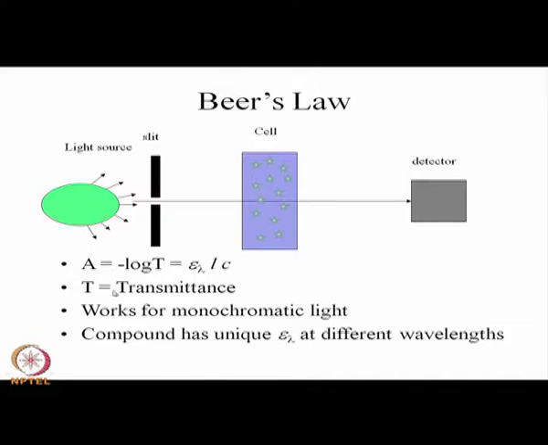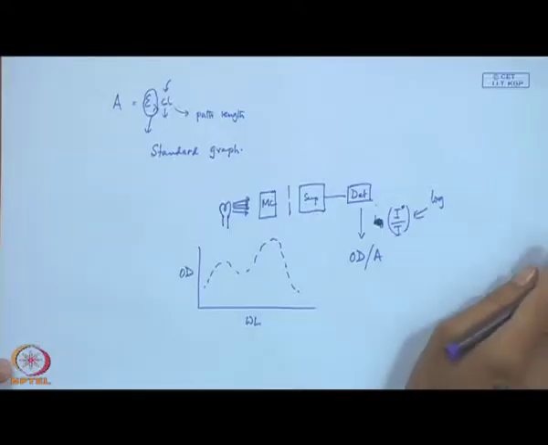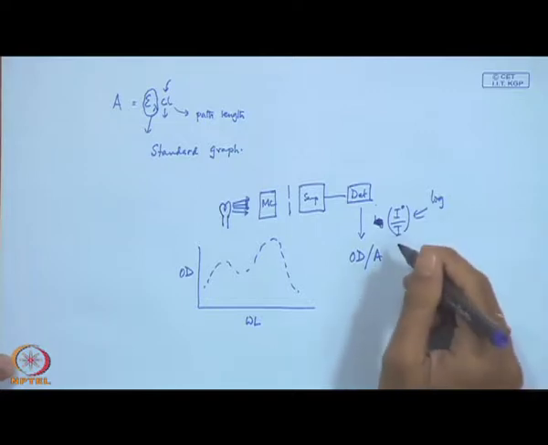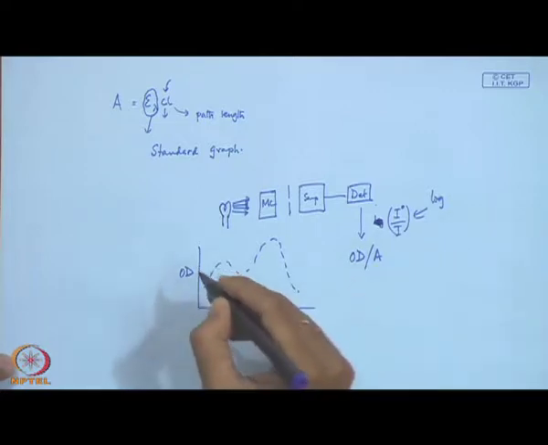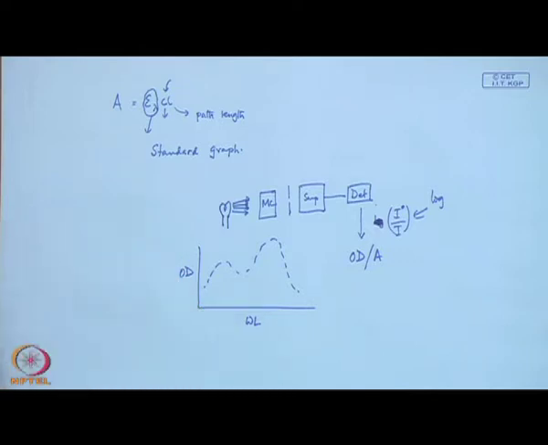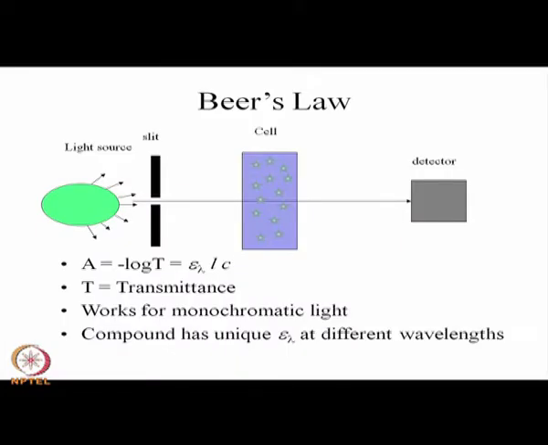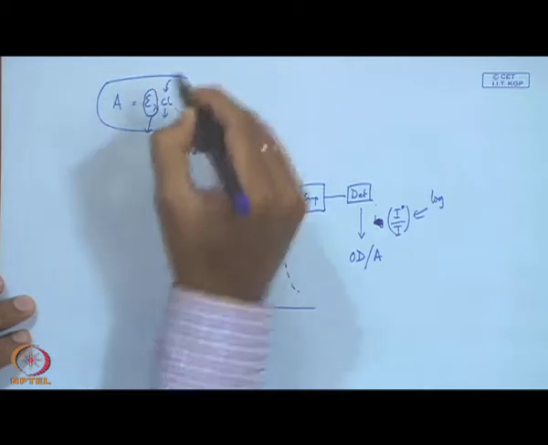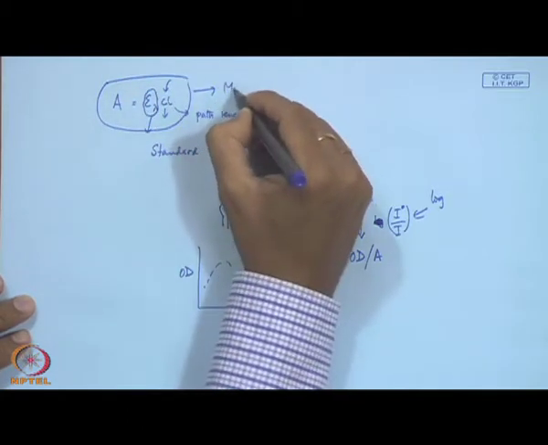In certain instruments, or nowadays in all instruments, you can have a transmittance mode of plotting or an absorbance mode of plotting. And the point is that you see this particular equation works for monochromatic light.